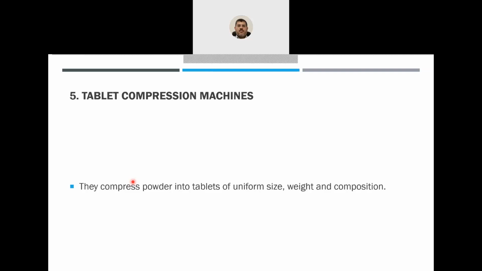So now we go to tablet compression machines, and their function is to compress the powder or granules into a uniform size, weight, and composition. And this uniform size, weight, and composition is the tablets. Okay? So you can feed them with powders, what we call direct compression, or you can feed them with granules if we use wet or dry granulation in our production.